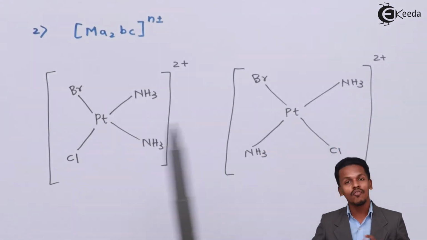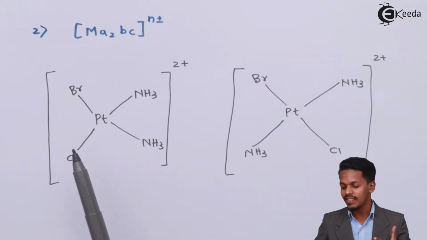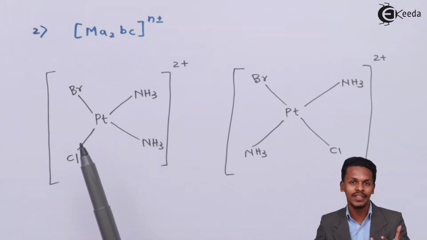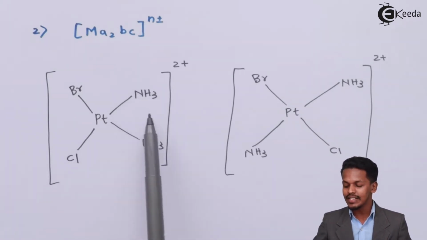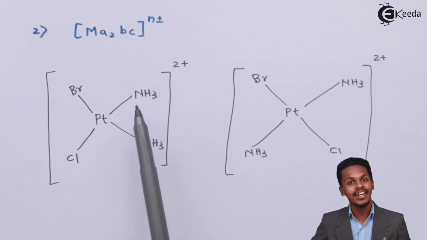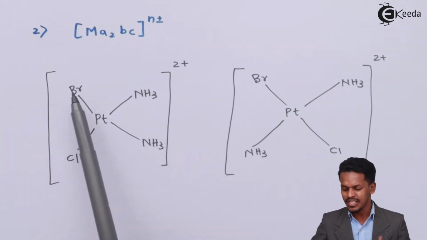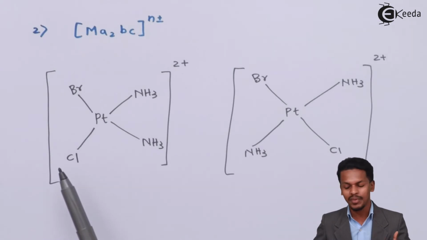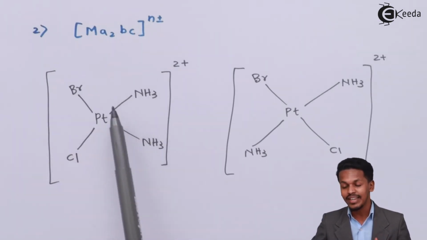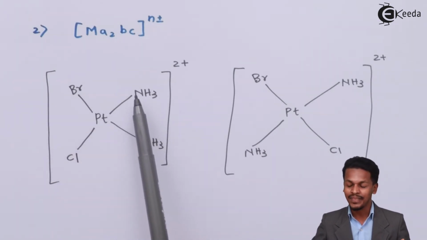So they have the same molecular formula, but you can see that there is a difference in the spatial arrangement of the ligands. Here basically you can find that the NH3 and the NH3 are both adjacent to each other. And obviously Br and Cl are different from each other, as well as Br is also different from this ligand, that is NH3.